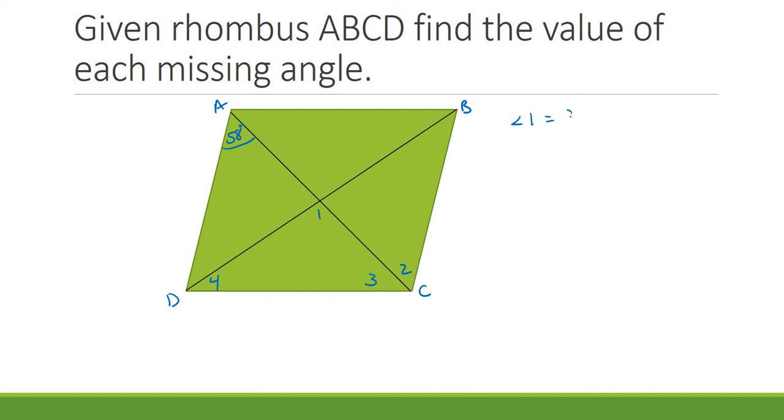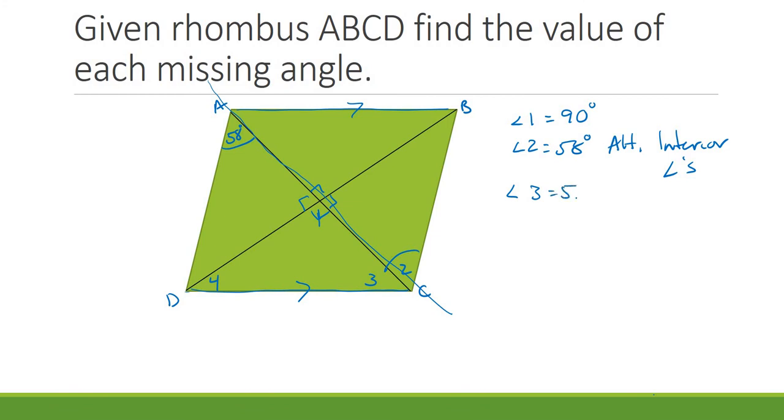Okay, angle 1 is 90 degrees by the theorem that the diagonals of a rhombus are perpendicular, so all of these angles in here are going to be 90 degrees. Angle 2 has to be 58 degrees, and that's by alternate interior angles. Since in a rhombus, this side has to be parallel to this side. AB is parallel to DC because it's a parallelogram. Using AC as a transversal, we have alternate interior angles.